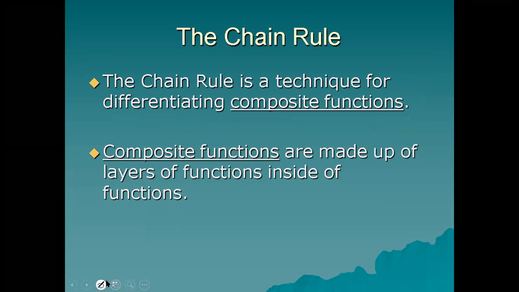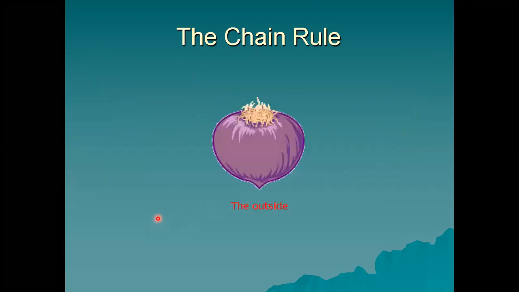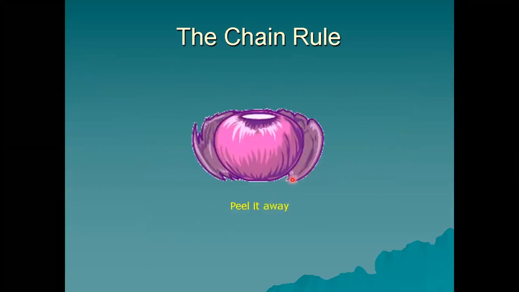The chain rule is a technique for differentiating composite functions. And when we say composite functions, these are made up of layers of functions inside of functions. To give you the idea of the chain rule, it is just like peeling an onion. This is what it looks like on the outside, right? So, for the chain rule, as we peel it away, it's just solving for the chain rule.